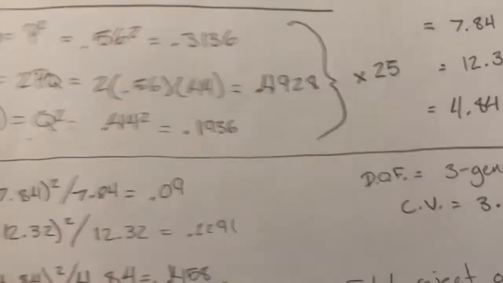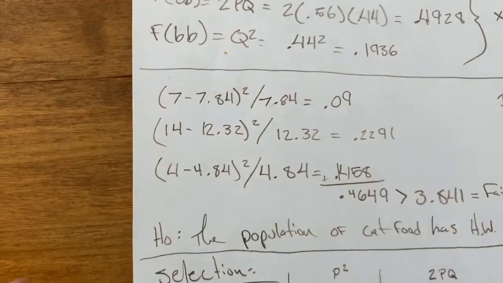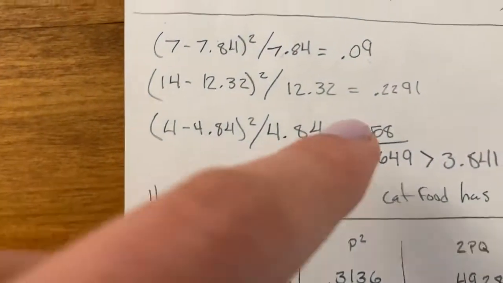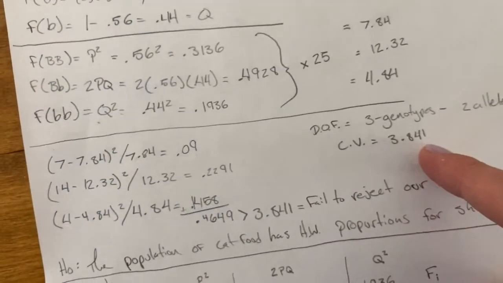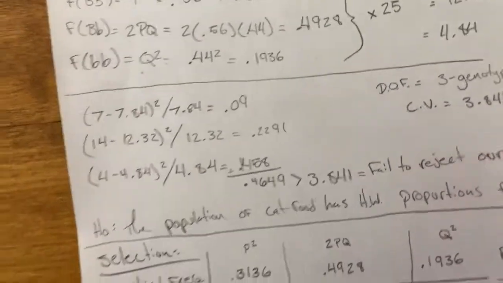Once we have those numbers, we can take them down here and do a chi-square test where we're doing observed minus expected squared divided by expected. This gives us those 3 numbers. We add those up, we get that number. For our degrees of freedom, we have 3 genotypes minus 2 alleles gives us 1 degree of freedom. So our critical value is 3.814.